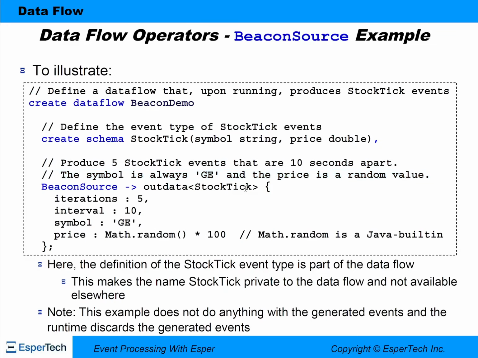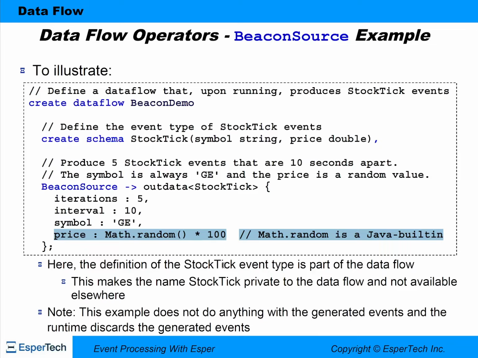Beacon source produces out data of type stock tick, curly braces, iterations 5, comma, interval 10, comma, symbol, quotes GE, comma, price, Math.random times 100.